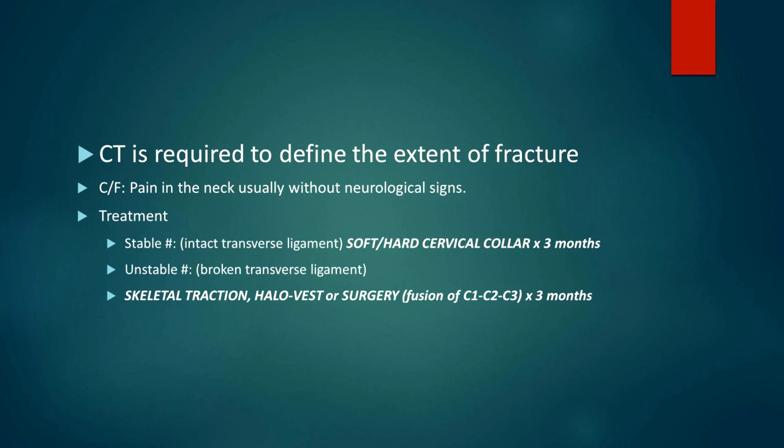Clinical presentation is usually pain in the neck without significant neurological signs. Treatment, this can be stable, unstable. We always treat it as an unstable fracture. You have to find out if the transverse ligament is broken, then it's unstable. And then you end up having skeletal traction, halo vest, or surgery by neurosurgery. But anytime you see a Jefferson fracture, it's a neurosurgery consult and discussion. Sometimes they'll have soft or hard cervical collars. It just depends.